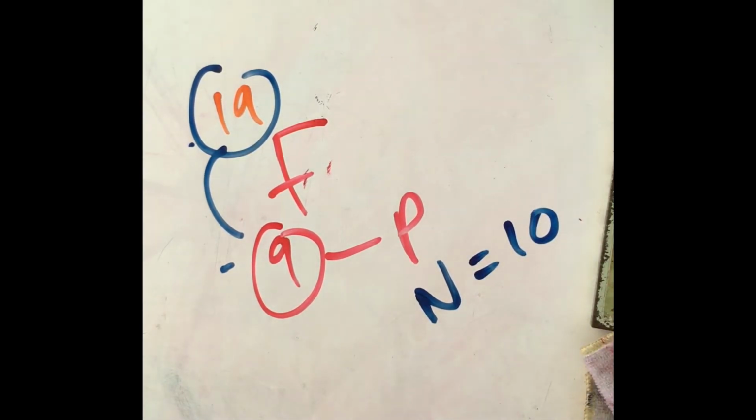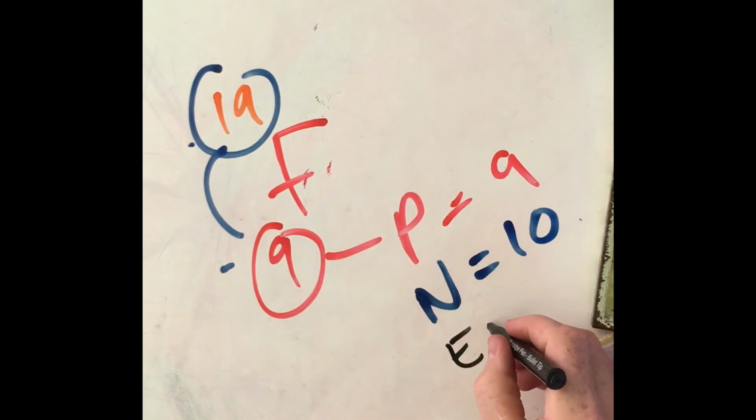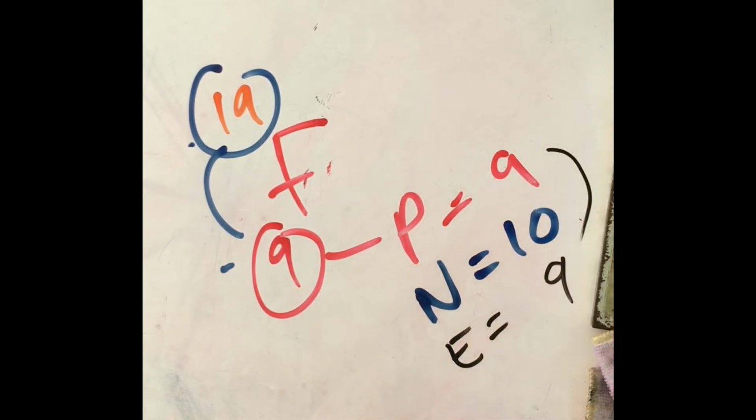And because it's an atom that has not reacted yet, I know I'm going to have the same amount of protons as electrons, same amount of electrons as protons. So I know I got 9 there, so I'm going to have 9 there as well.